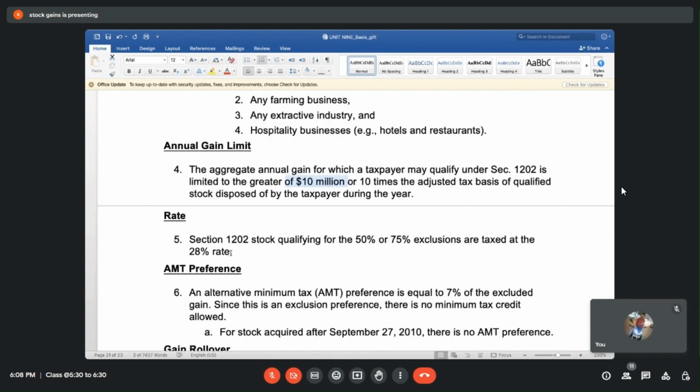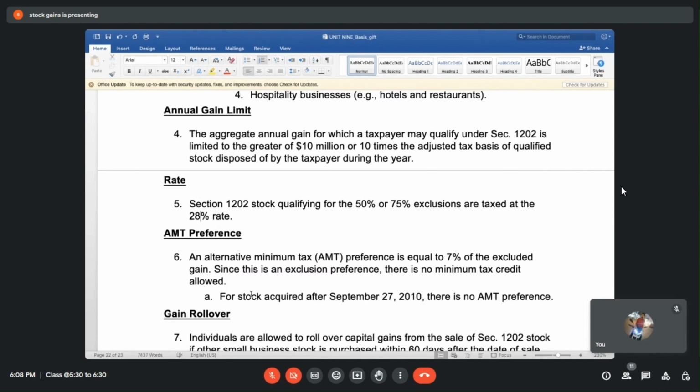And we have seen this, the 28% capital gain rate is applicable. Remember yesterday or the day before when we were going over the capital gain rates, that it could go from 0% to 28%. That's where we saw that section 1202 gains will be taxed at 28%, because after giving exclusions, whatever is remaining gets taxed at the highest possible rate.